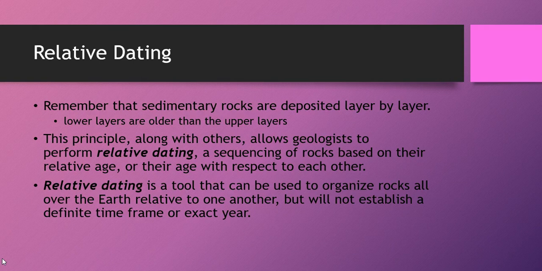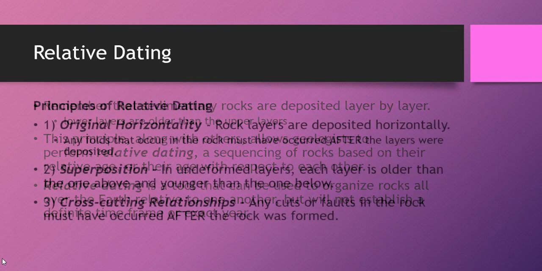This principle, along with some others, allows geologists to use what's known as relative dating to sequence rocks, to talk about the relative age of rocks with respect to one another. This can be used to organize all rocks all over the face of the earth, but it will never establish a definitive time frame. It won't tell you exactly what year those rocks were formed, but it will tell you the order in which they were formed. There are certain principles to relative dating.